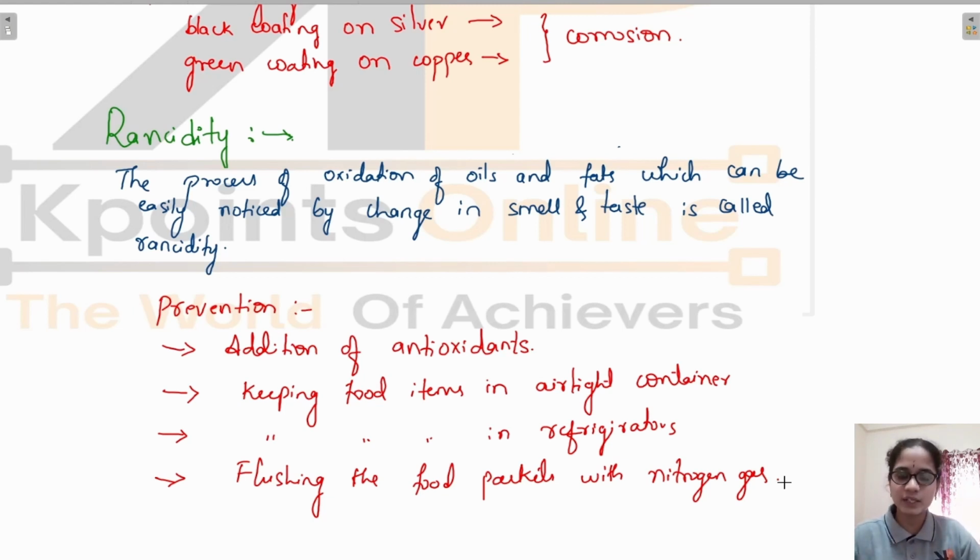This may be asked in your examination, like what are the preventive measures for rancidity, and why are packets of chips flushed with nitrogen? That is in order to prevent rancidity. So far, is everything clear related to this chapter? Okay, so this is all about chapter 1, chemical reactions and equations.